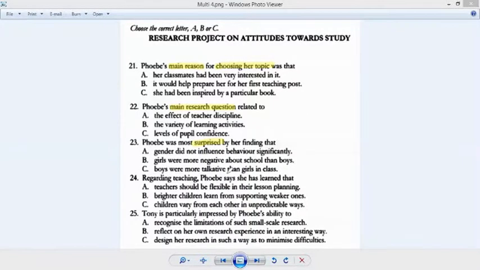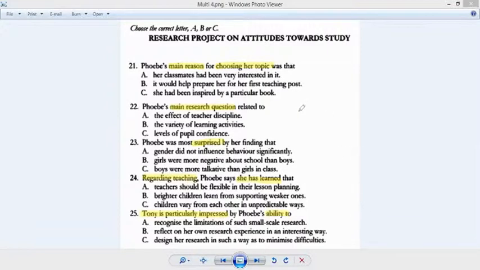And 24, she has learned. And also regarding teaching. So we're changing the focus here into teaching. She has learned what? And Tony is impressed by some kind of ability. Okay, Phoebe's ability to do something. All right. Now, with multiple choice, there won't be as much paraphrasing for these keywords, so we should be able to hear them almost exactly as they are written here.